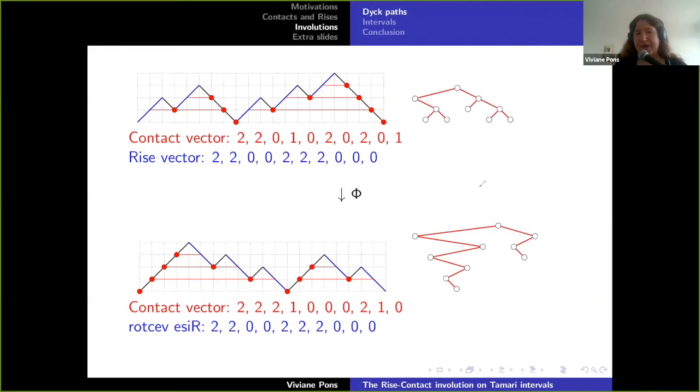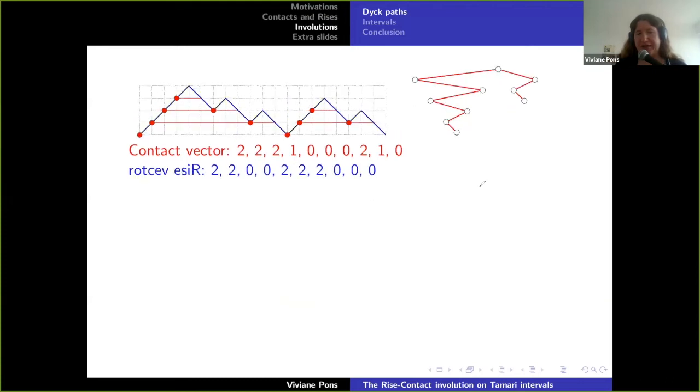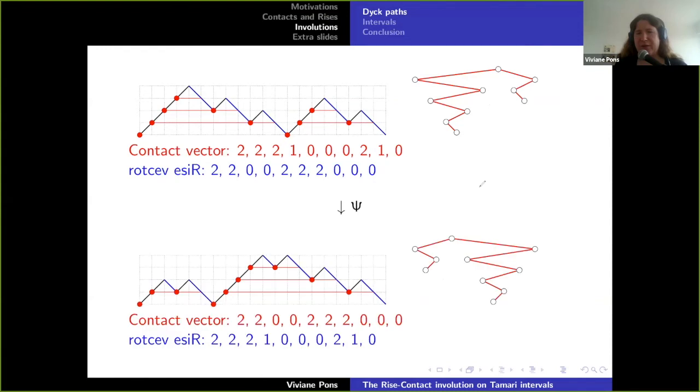So once I have applied phi, I've applied a permutation on my contact vector and I've changed my rise vector to something else. Now I'm going to apply another very classical involution, which I'm going to call psi. This one is very easily readable on binary trees because it's just reversing left and right branches. So it's just a left-right symmetry on the tree. It's like putting a mirror over there.